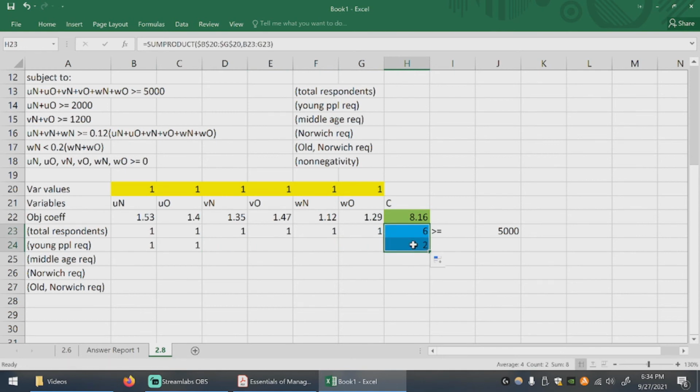Drag my formula down. Double check. It's doing what it should do. Beautiful. It is also a greater than or equal to. In this case, 2000 is the right-hand side. The middle age requirement, also a very nice simplified inequality already.